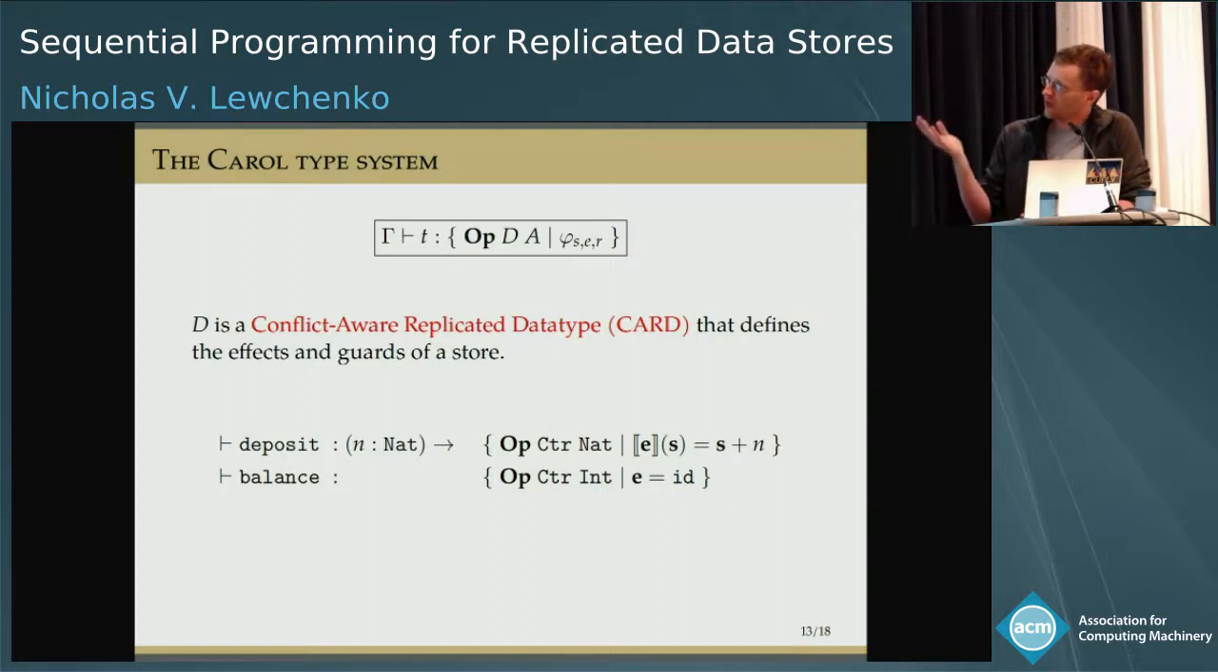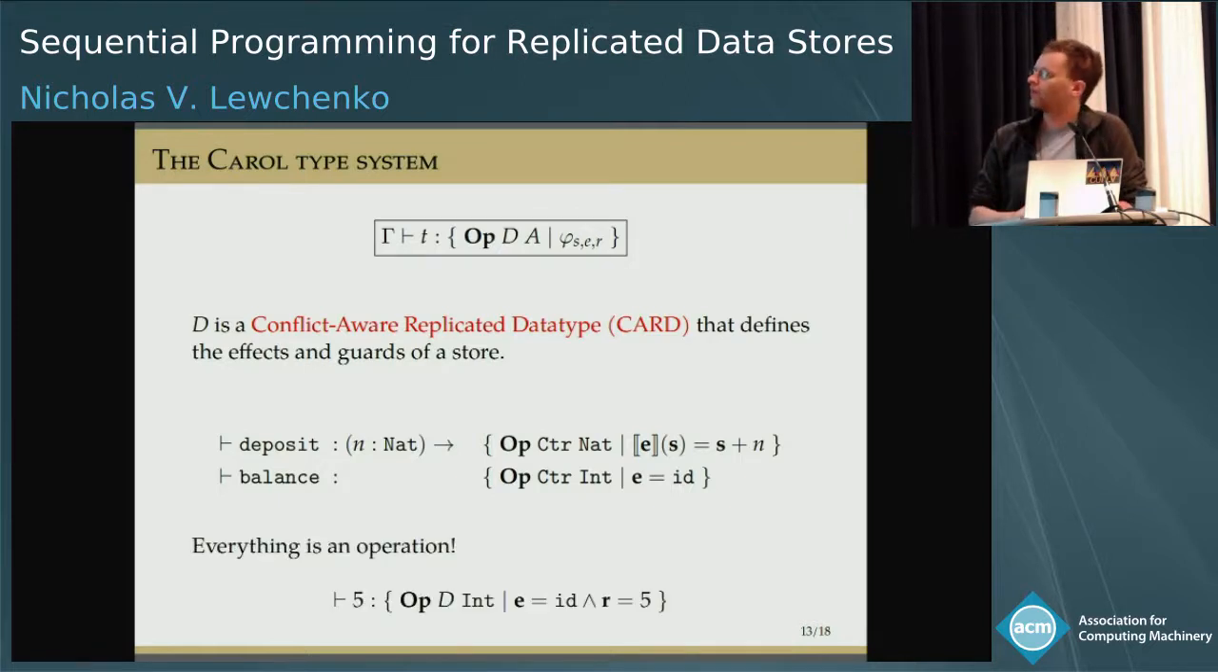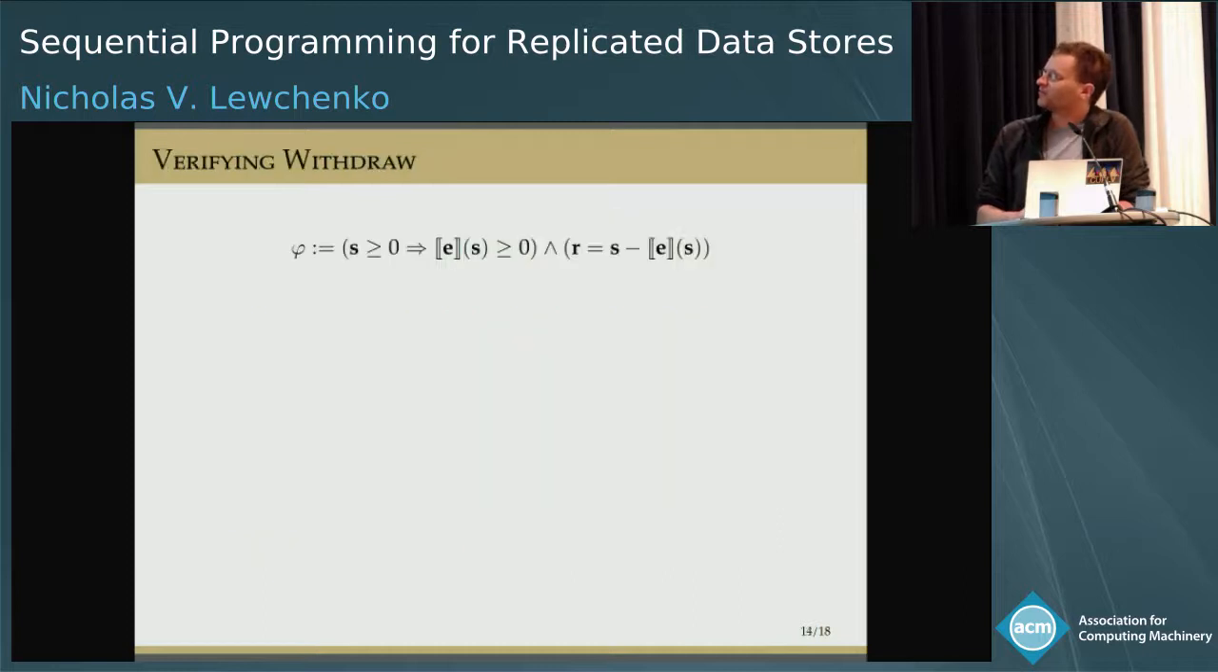So deposit can have the type where it's a function taking an amount that then produces an operation with the effect of adding that amount. And it's over the counter card, which is the one that lets you add and subtract and so on. Balance is pretty simple. It's just an operation that has no effect. And we might want to say something about the return value, but we actually can't because we didn't use a guard in that one. Also, everything that's not a function term is an operation, so that's kind of fun.